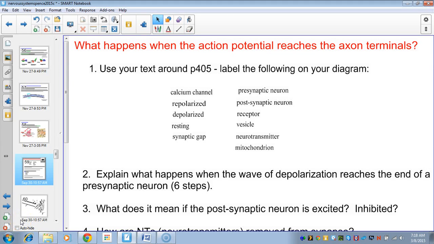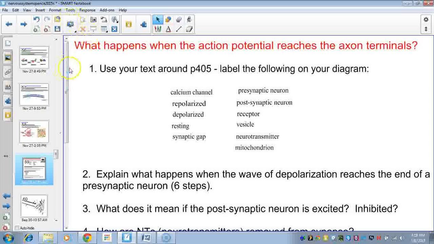So the last video that you may have watched was talking about how the electric part of the message, the electrochemical message, travels along the neuron. This part is going to highlight what happens between the neurons. Okay, so the chemical part of the message.